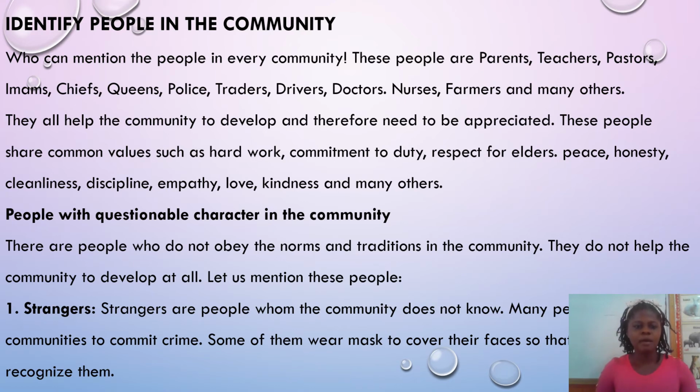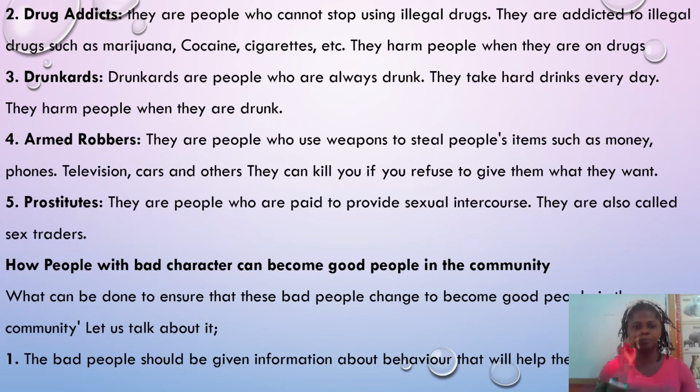But there are also people in the community who have questionable characters. Let's look at some examples of such persons. The first is strangers. Strangers are people who come to the community and we do not know them. Many people come to the community to commit crime. Some of them wear masks to cover their faces so that we may not be able to recognize them later.